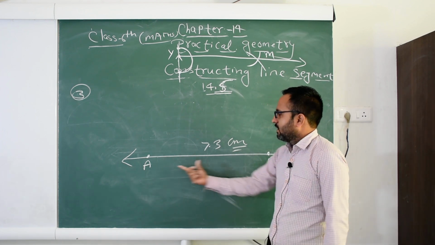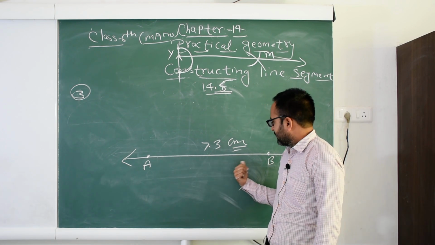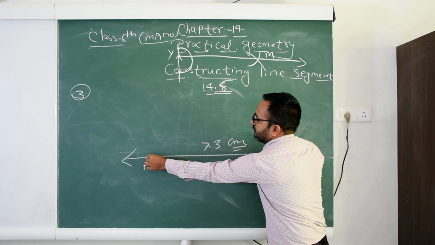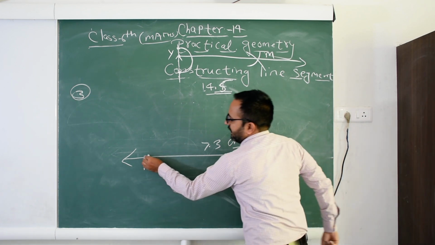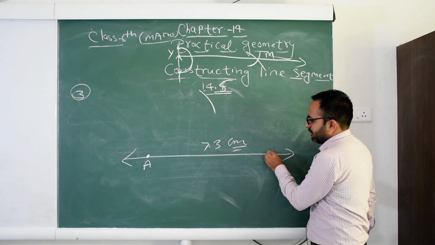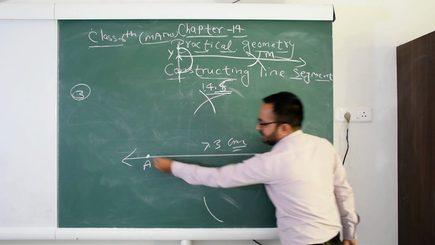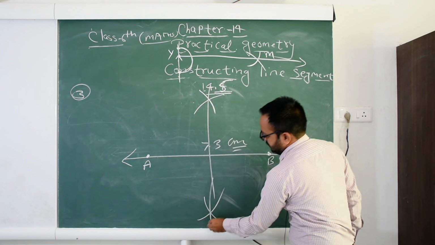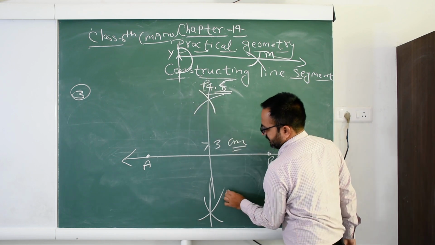And taking the radius more than half of the radius AB, and A is the center, cutting an arc here, and same radius. Now B as a center, cutting an arc here. Now same, cut an arc here, and A is the center, cutting an arc here. Now we join them and give the names P and Q.